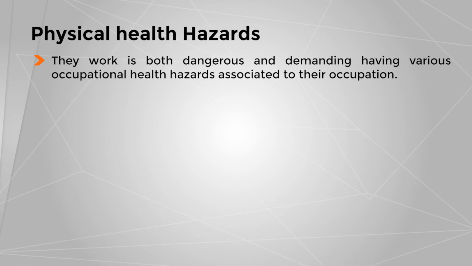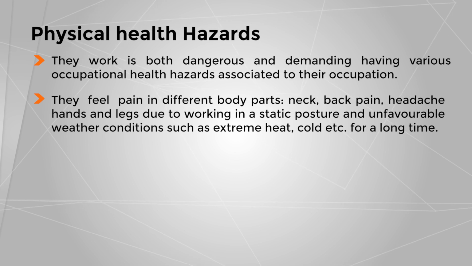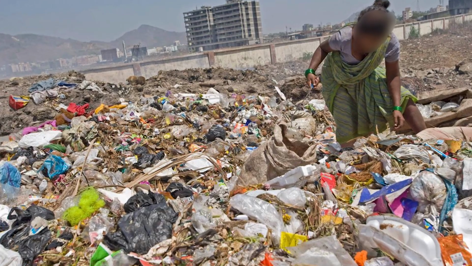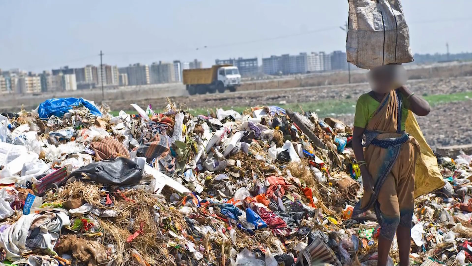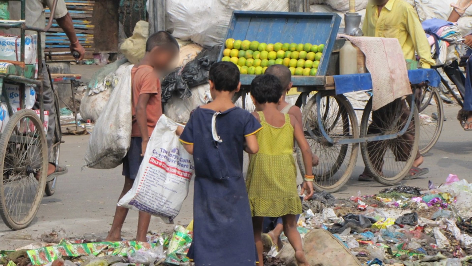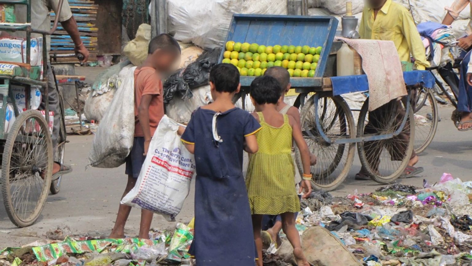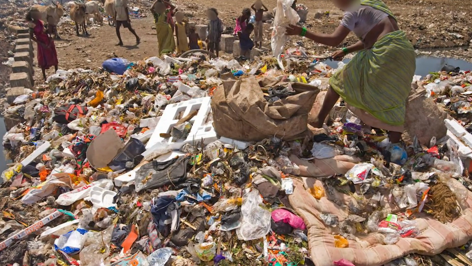They work in dangerous, highly demanding areas, areas which have the problem of occupational health hazards. They feel different kinds of pain in their body parts, like neck and back pain, headache, leg injury. Sometimes they get injured in different parts of the body. This picture is showing the situation of the rag pickers at different sites. I personally took this photograph in the city of Meerut. Now you can put your glance here, you can see how they are working in different situations.